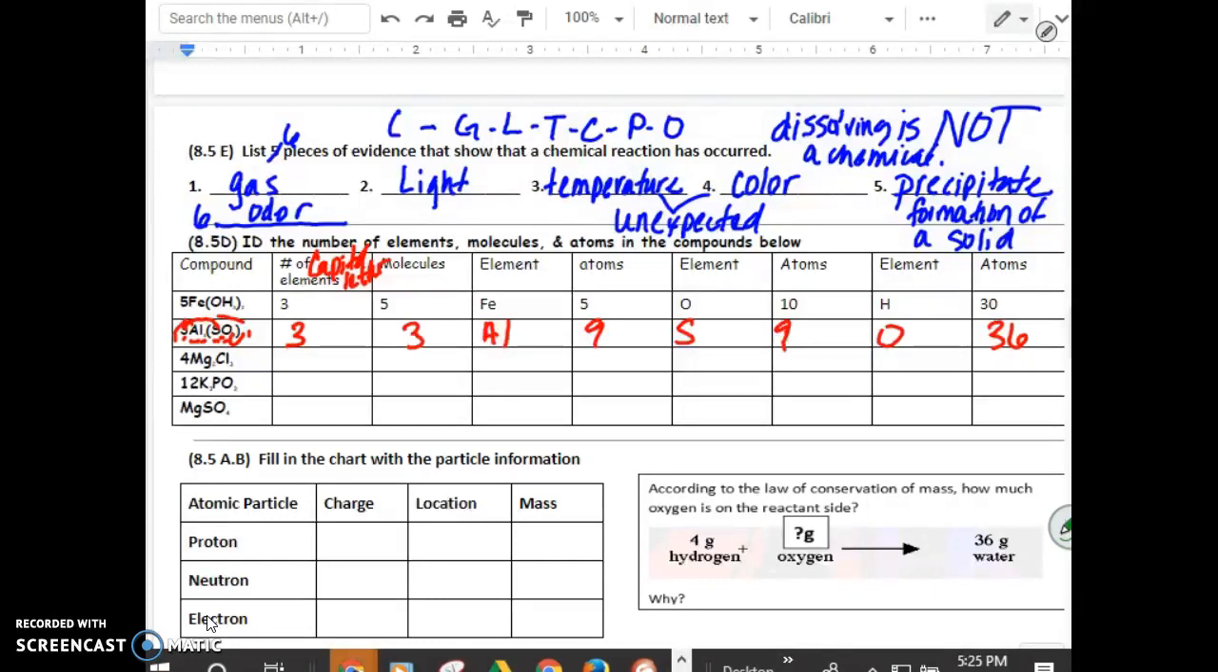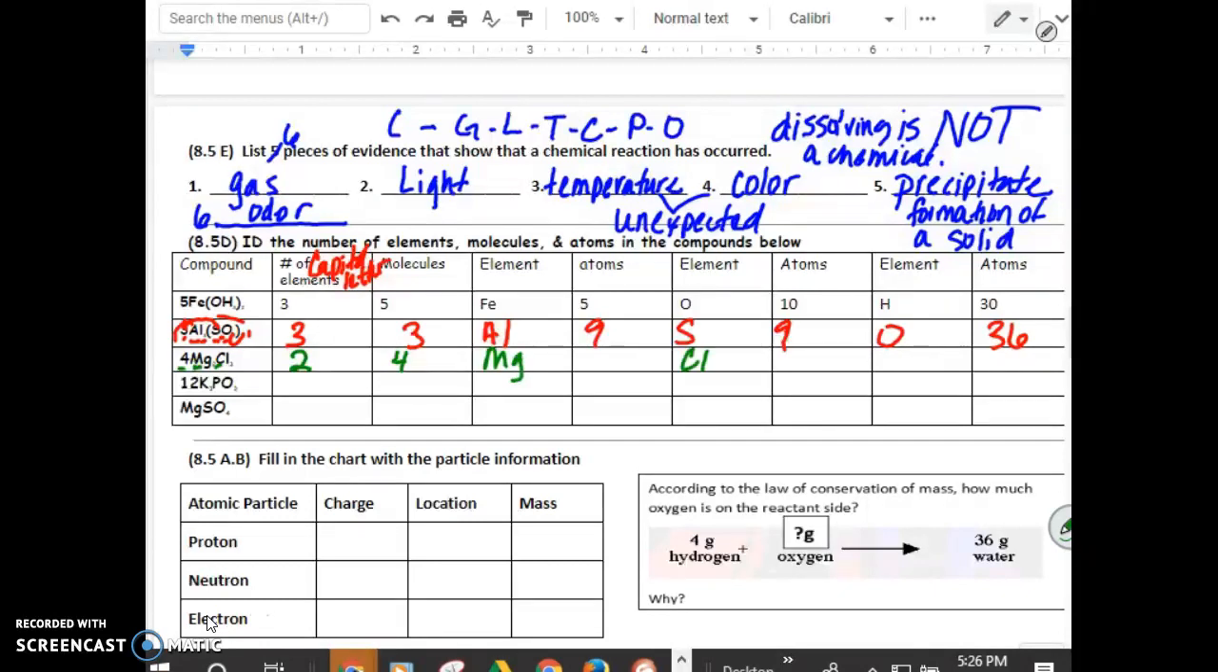The second one, we first count the capital letters. We have a capital M, capital C, giving us 2 elements. How many molecules? Molecules comes from the coefficient. The coefficient in this molecule is 4, so there are 4 molecules. We list our elements. We have first Mg and we have Cl.